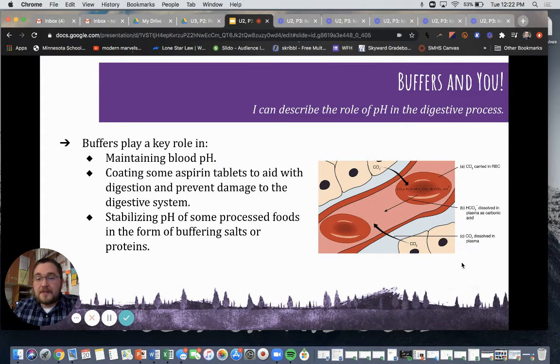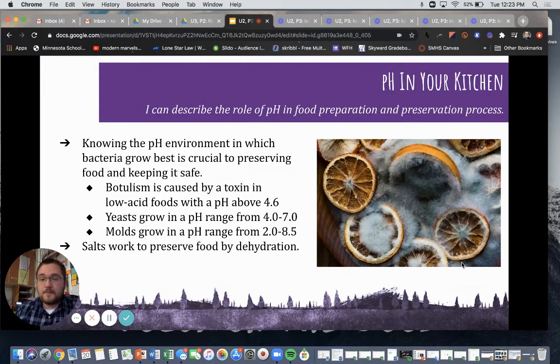Buffers, like we just talked about, are very important. They help maintain our pH. Some aspirin tablets are coated with buffer to aid with digestion and prevent damage to the digestive system. Buffers also play a role in stabilizing the pH of some processed foods in the form of buffering salts or proteins. So we're not going to do too much with buffers in here, but just so an FYI, if you hear me talk about buffers, they are important and they do function within each of us.